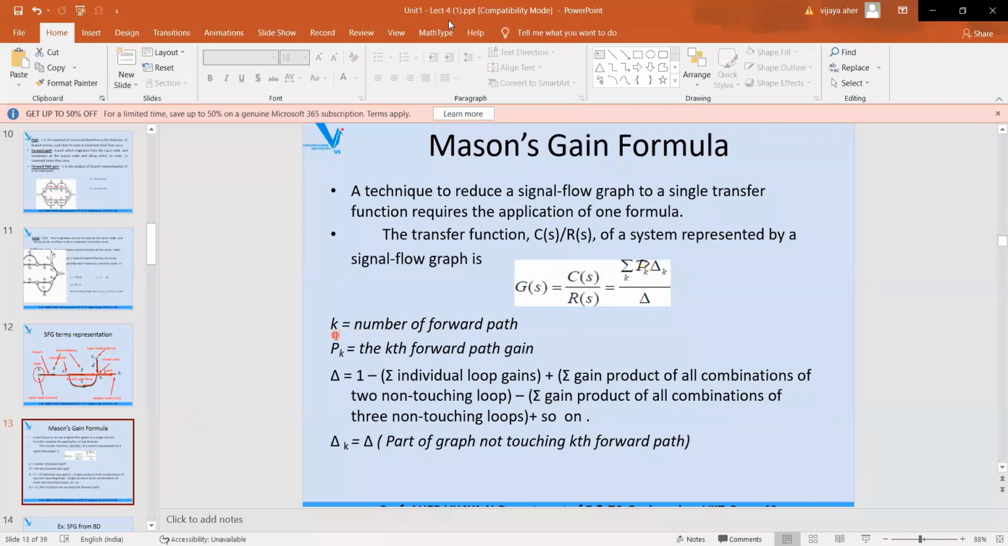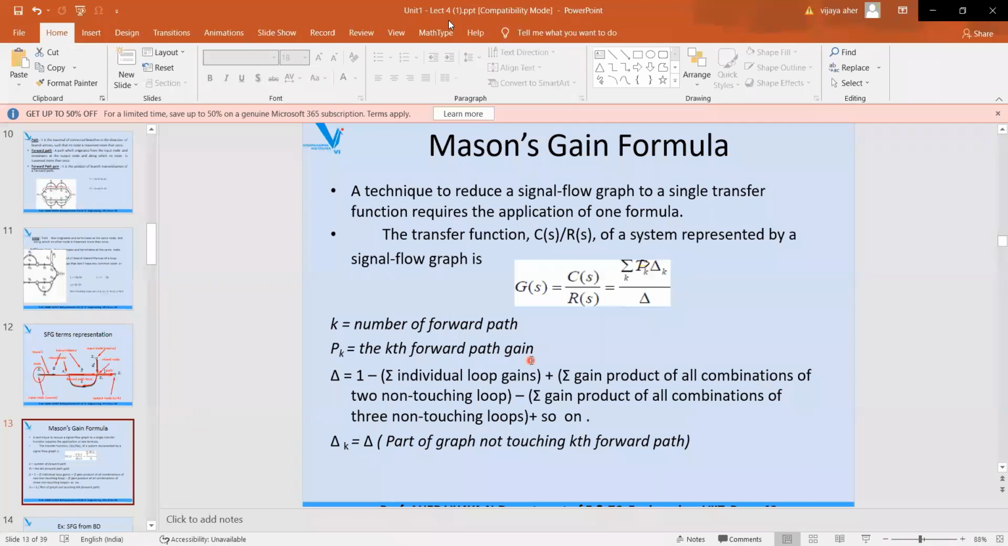So this K is nothing but the number of forward paths. आता मी तुम्हाला दाखवलाय ना forward path. बरोबर? So K is the number of forward paths. Now you have to remember these parameters. काय काय आहे coefficient हे लक्षात ठेवायचंय मुलांनो. So K is nothing but the number of forward paths. This term P_k, what is P_k? P_k is nothing but the kth forward path gain.